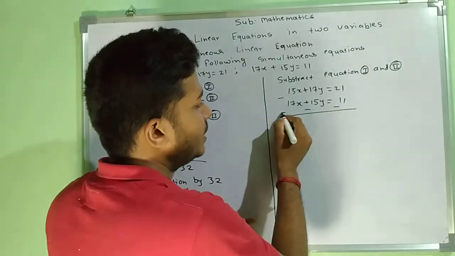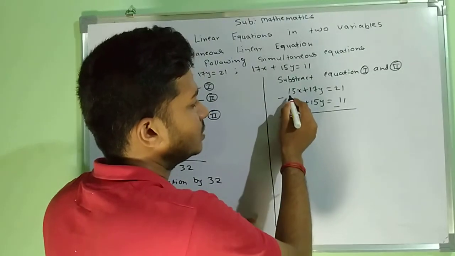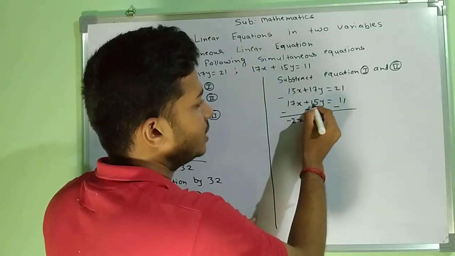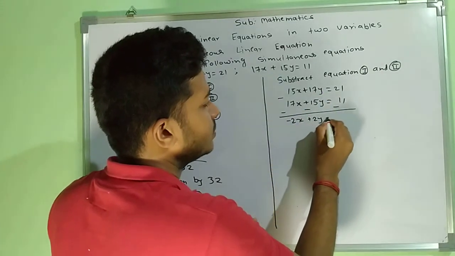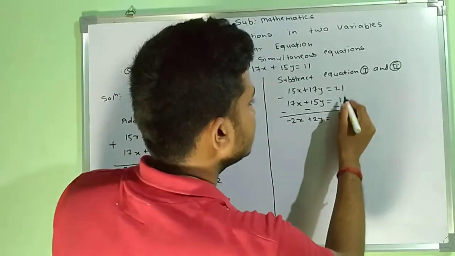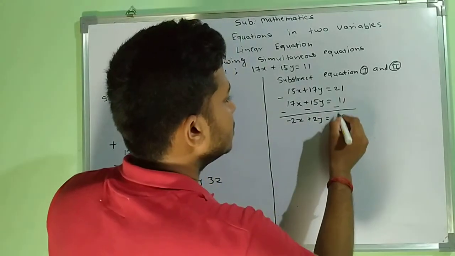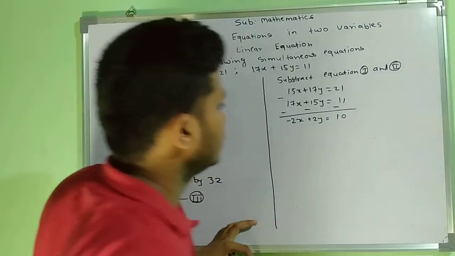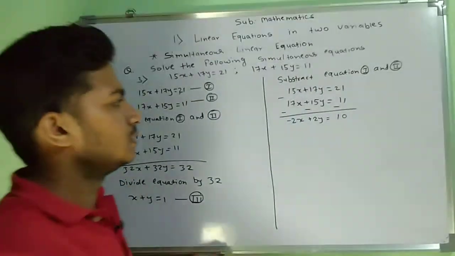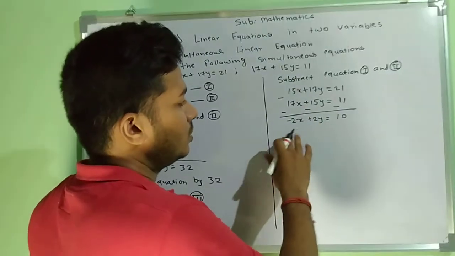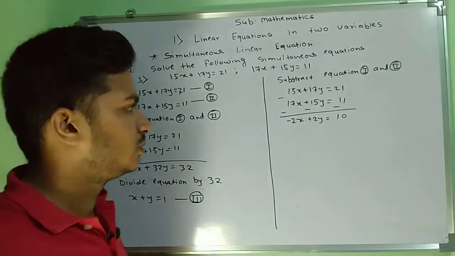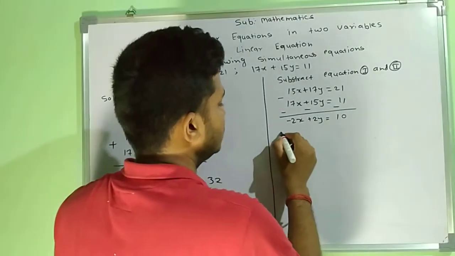Now 15 minus, now that new sign will be minus sign. So 15 minus 17 will be minus 2x, 17 minus 15 will be plus 2y, and 21 minus 11 will be 10. So now look at the equation very carefully, that right hand side and left hand side both are divisible by 2. So now we will divide that equation by 2.